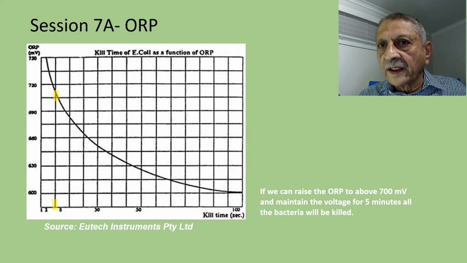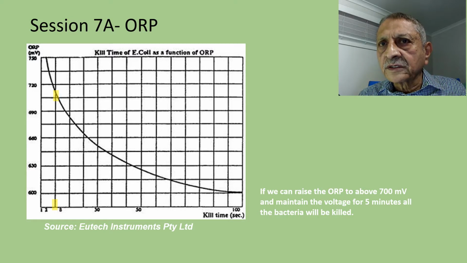However, if you increase the redox potential, say from 500 to 600, 630, 700, and 700 plus towards 720, you notice that the kill time of E. coli reduces from the 100 seconds to about, because it's logarithmic, about 6 seconds. So within 6 seconds, if you have a voltage or redox potential of above 700 to 750, E. coli is killed.